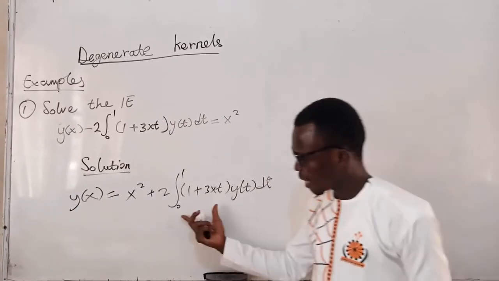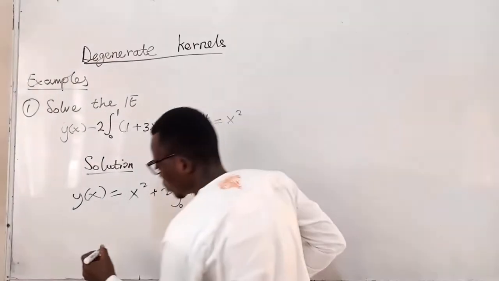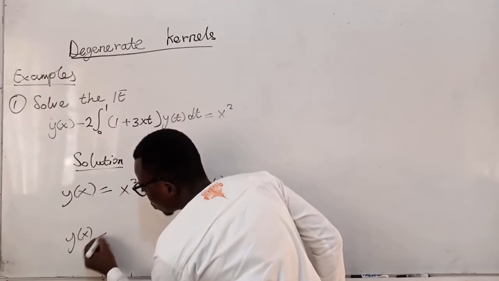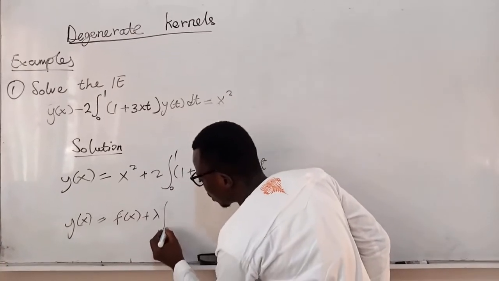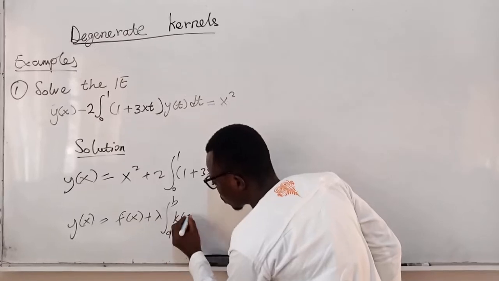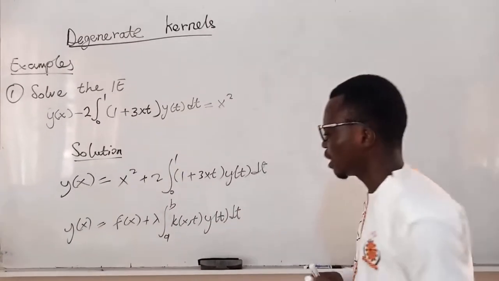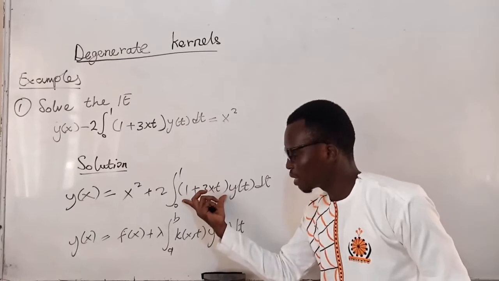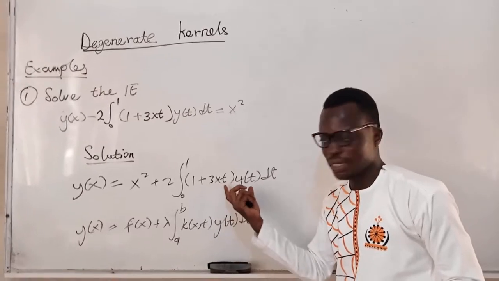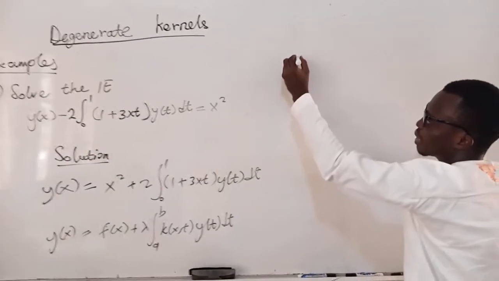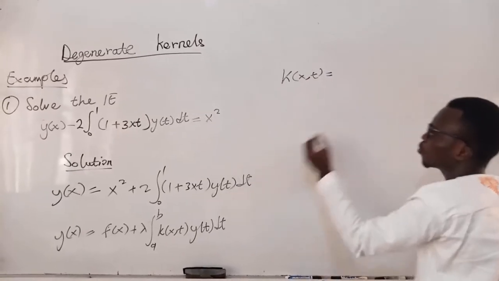If you compare this to the general form of the integral equation, which is y(s) equals f(s) plus lambda integral from a to b k(s,t) y(t) dt, you can easily see that this whole part becomes your kernel. K(s,t) is equal to 1 plus 3st. So our kernel k(s,t) is the same as 1 plus 3st.